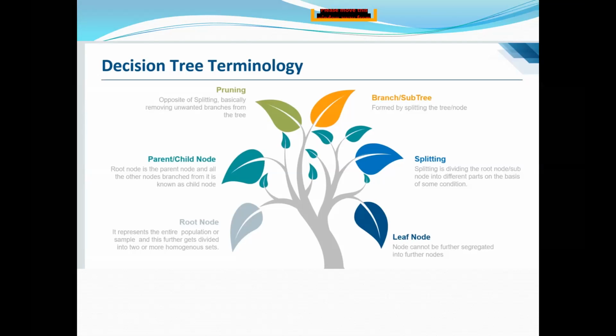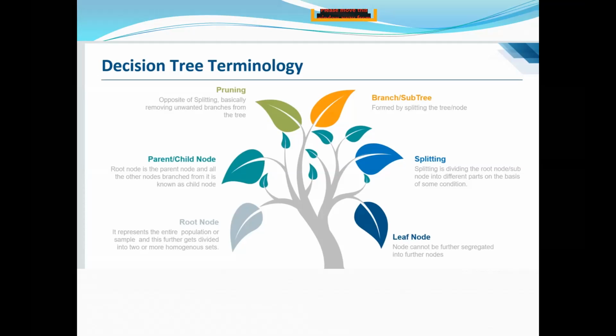Another thing is splitting. What exactly is splitting? Splitting is nothing but dividing the root node or subnodes presented in the decision tree into different parts on the basis of some conditions. We set some conditions, and based on those we try to split. I hope you recollect the previous example, then you can easily map these terminologies to that example, right? Next we have to understand what a branch or subtree is.